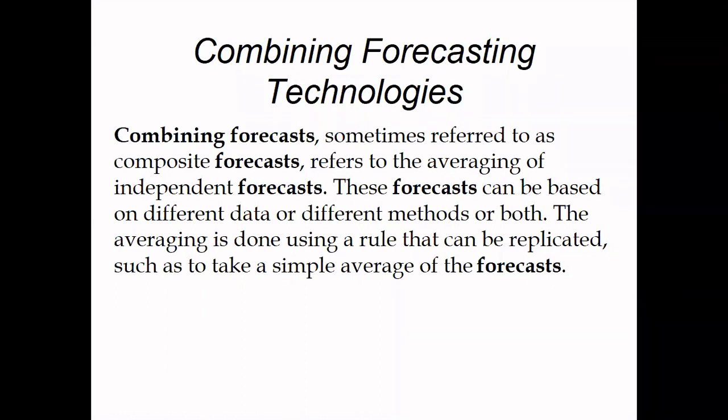So the forecast can be based on different data. Combining different data will lead to proper predictive forecasting methods. That's why different data and different methods are used in combining forecasting, and once this is done, a simple average forecast is taken. Simple average forecasting is taken out of the many methods, like composite forecasting. That is what is called combining forecasting technologies.